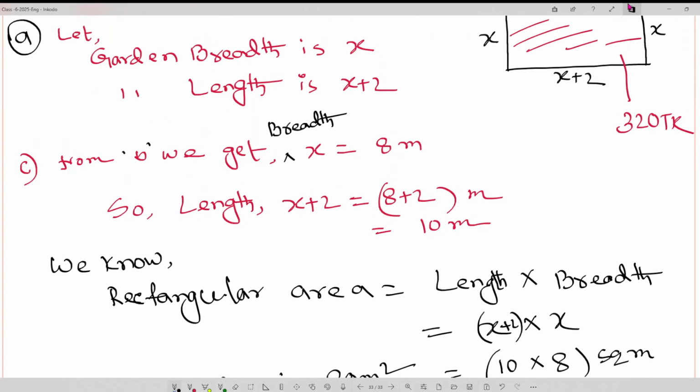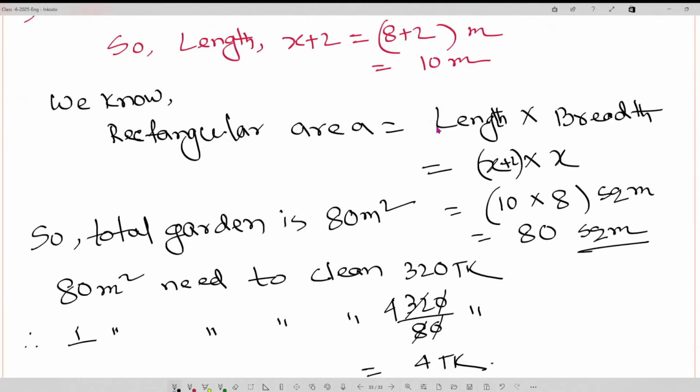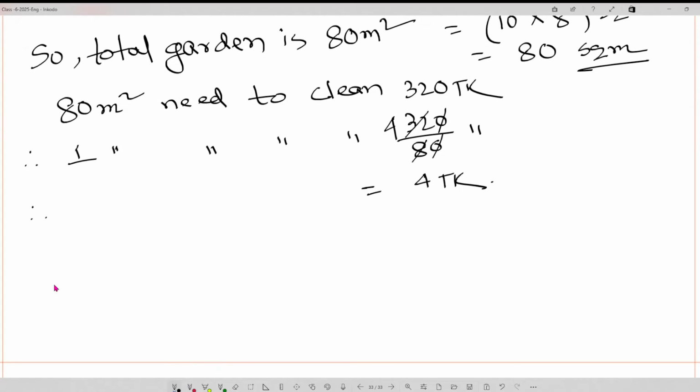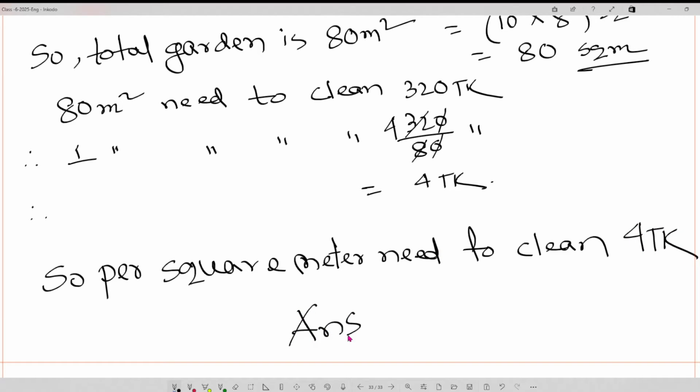So our question is, what will be the cost to clean per square meter? So per square meter need to clean 4 taka. Answer is what? 4 taka.